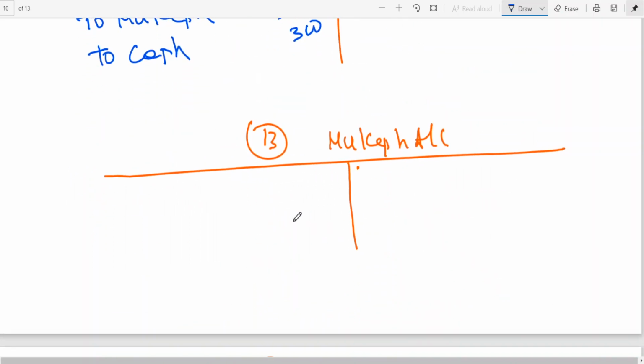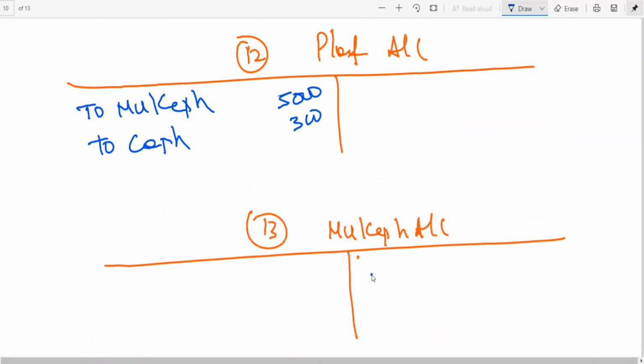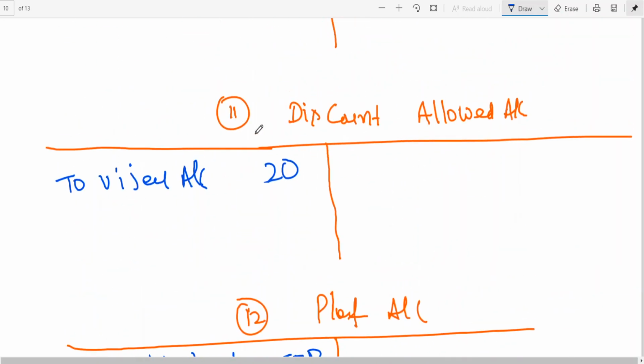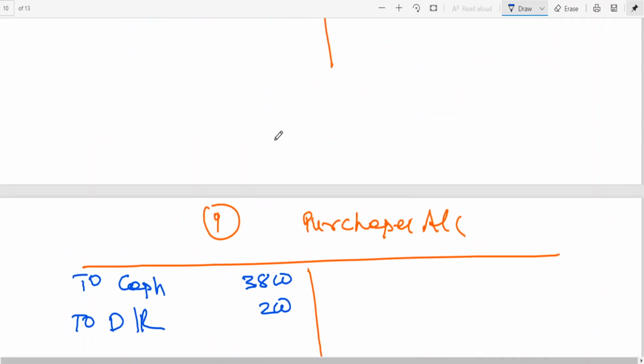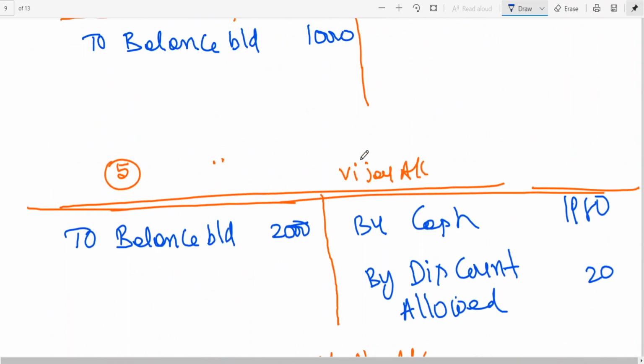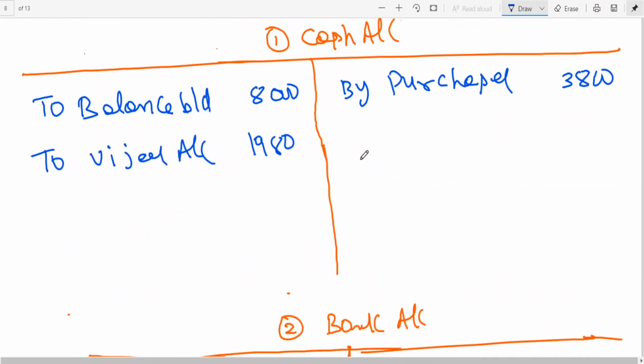Now in Mukesh account I must write by plant. Plant to Mukesh. In Mukesh account, opposite account by plant 5,000. Now cash account. Go to cash account. By plant. What is cash expenses? 300. Clear to all of you? Then next entry.